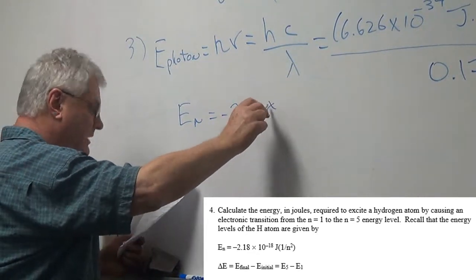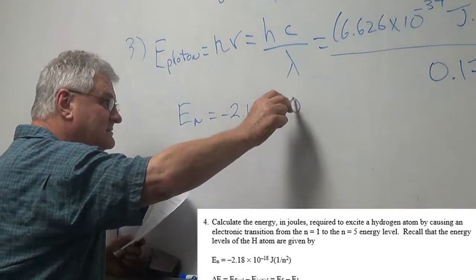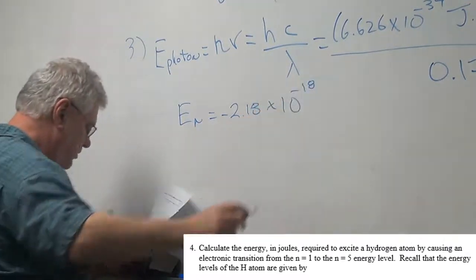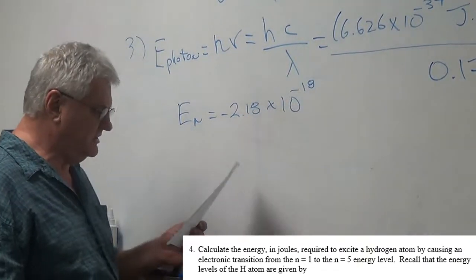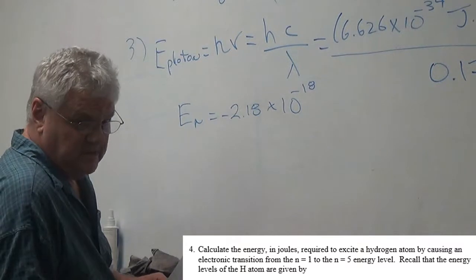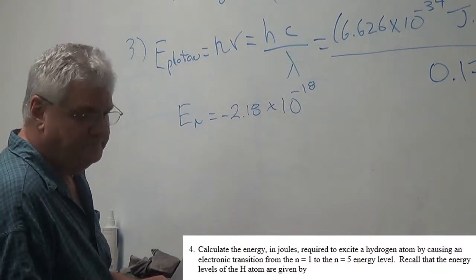And there's more than one way to do a simple problem like this. But one way is just to figure out the energy of the electron at each energy level and subtract them. Okay?